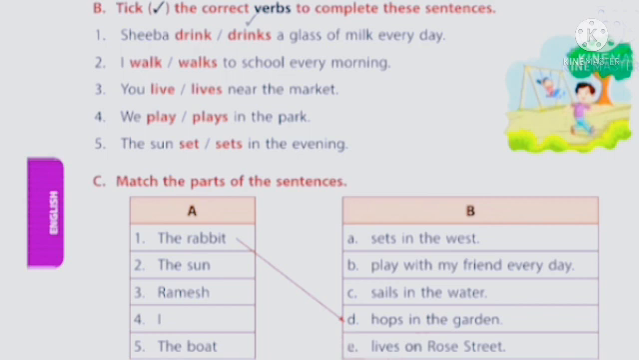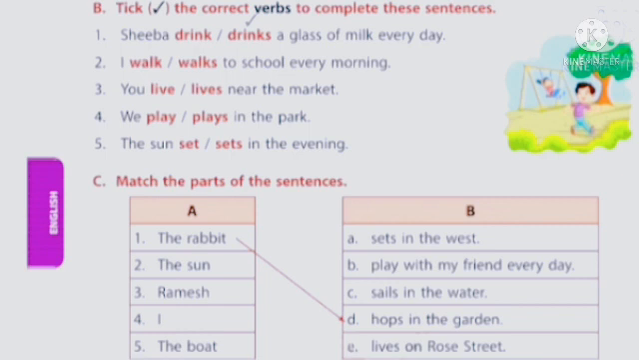So look at the first sentence. Sheba drink or drinks a glass of milk every day. It shows a habitual action. So when we are talking about a habitual action, we need to add s to the verb.